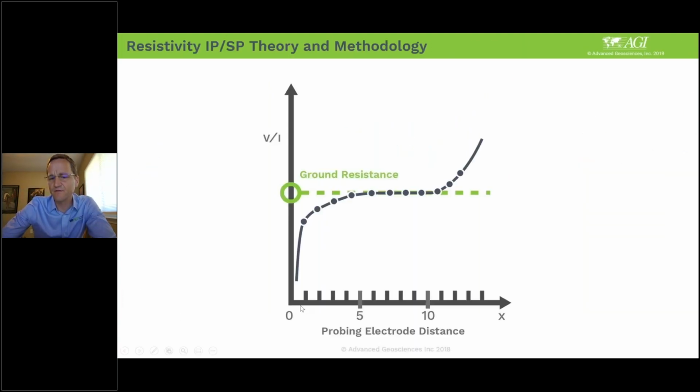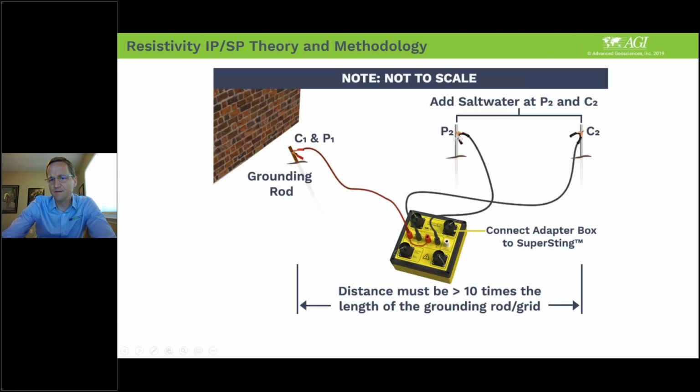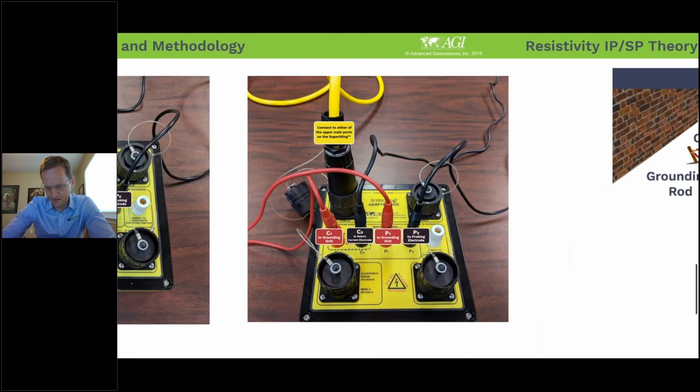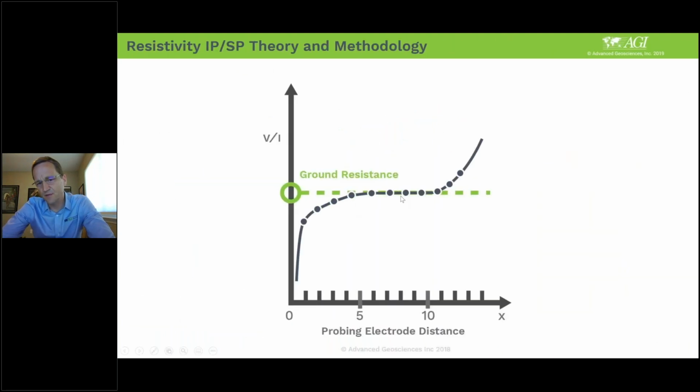So if you plot V over I versus probe distance for that rover electrode, which is this middle one here, this P2, as you go out, at some point the curve will flatten. I'm sure everyone's been hearing the term flattening the curve lately related to something else, but in this case it's not so ominous. It's the ground resistance that you're looking for, that grounding grid. And if this doesn't have this classic shape, there could be something else going on at your site.